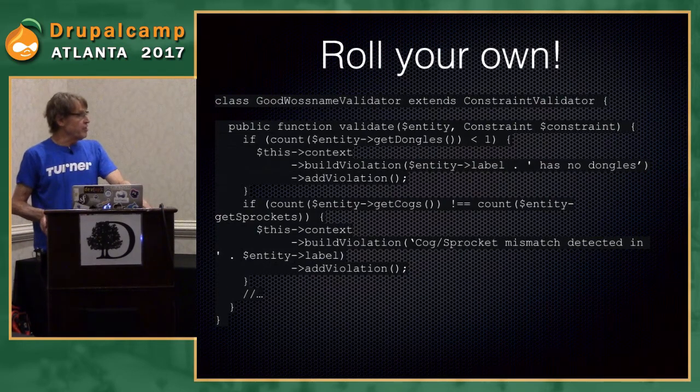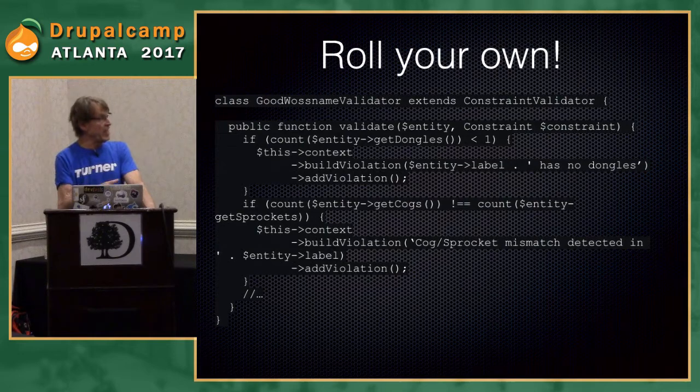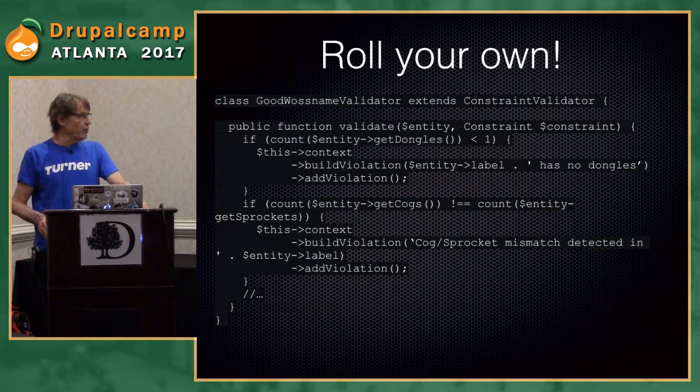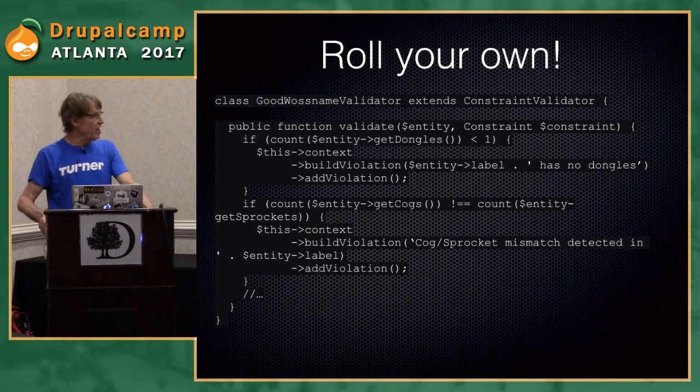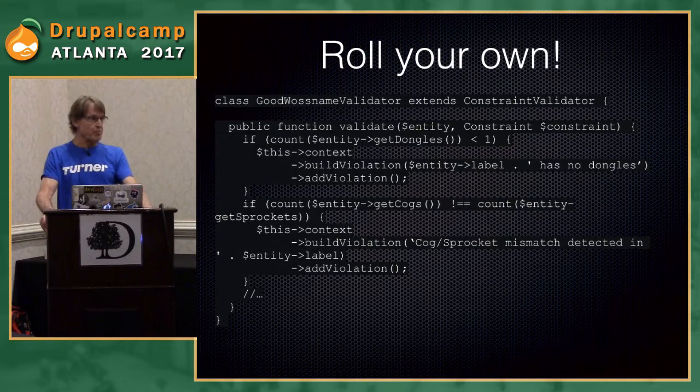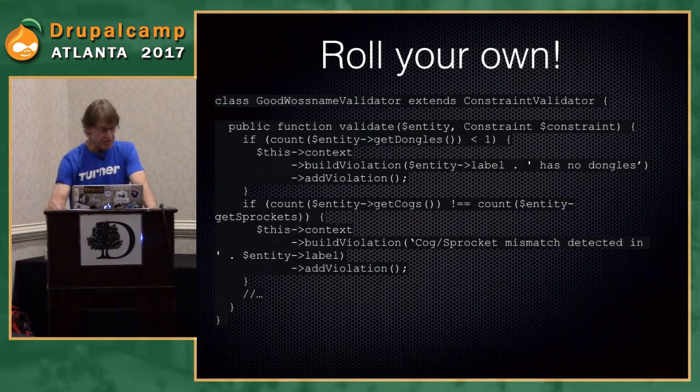Notice also that when you build your violation, you can add a message at this point too. So if this fails, we will get exactly what's going on. If a user tries to create a wasName with no dongles, 9 sprockets and 10 cogs, they're going to get a message back saying that it has no dongles and that there's a problem with cogs and sprockets. So once you've got your constraints set up, you can use it just like any of Symfony's own.